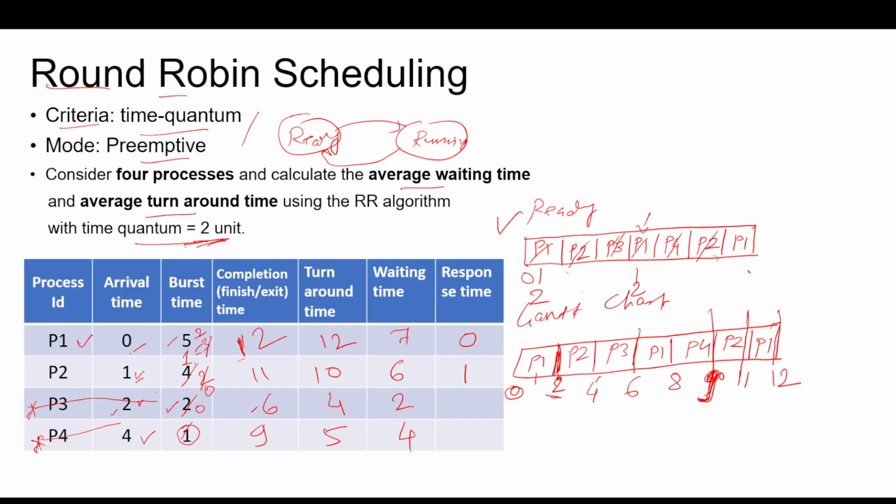And when the CPU is provided to P3, at this moment you can see 4 is the initial time for the P3 process. That means 4 minus arrival time 2, that is 2. And at last, when P4 receives the CPU, initially at the 8th unit, so 8 minus arrival time 4, that is 4. So this is the response time.